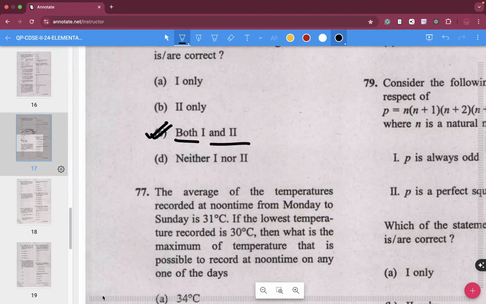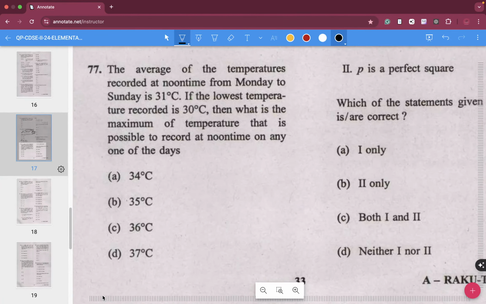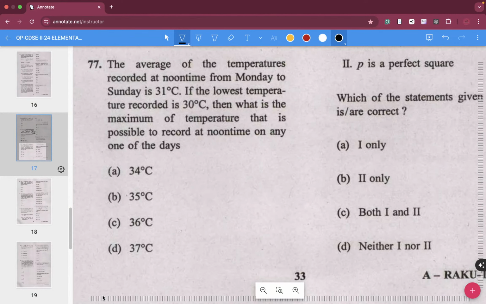All right, folks. So with that, we'll move on to question number 77. The average of the temperatures recorded at noon time from Monday to Sunday is 31 degrees Celsius. So you have Monday, Tuesday, Wednesday, Thursday, Friday, Saturday, Sunday, all 7 days. The total is 31 into 7, which means 217.